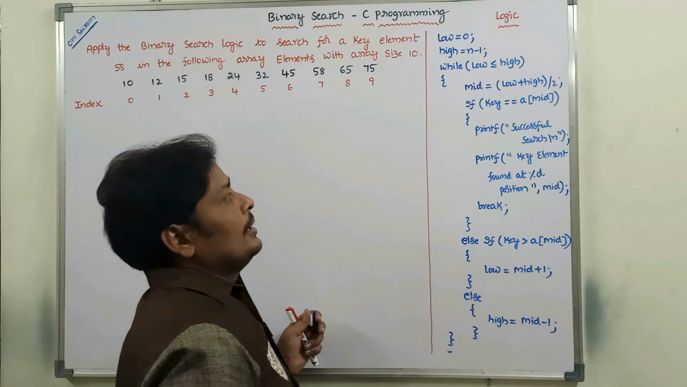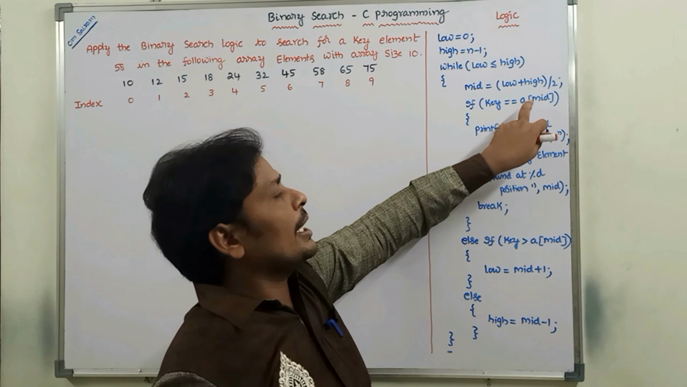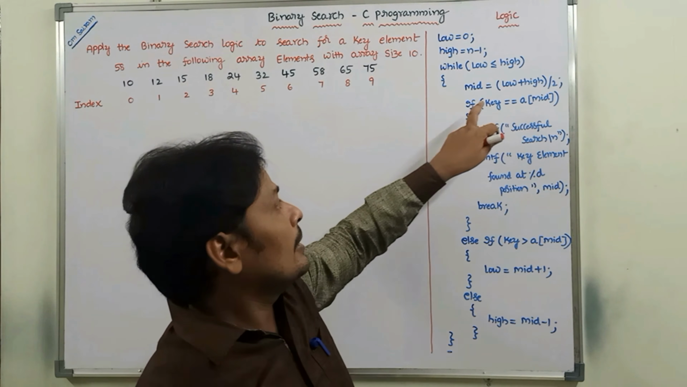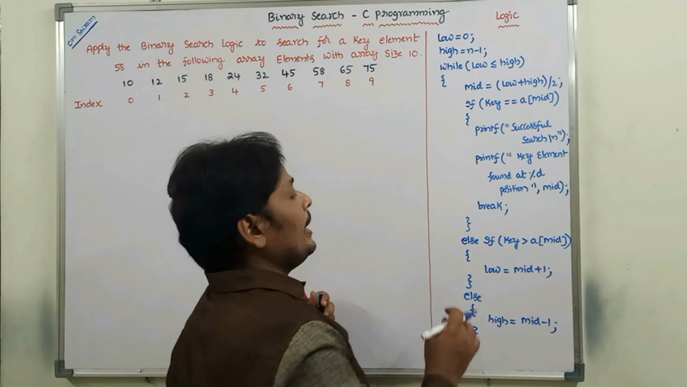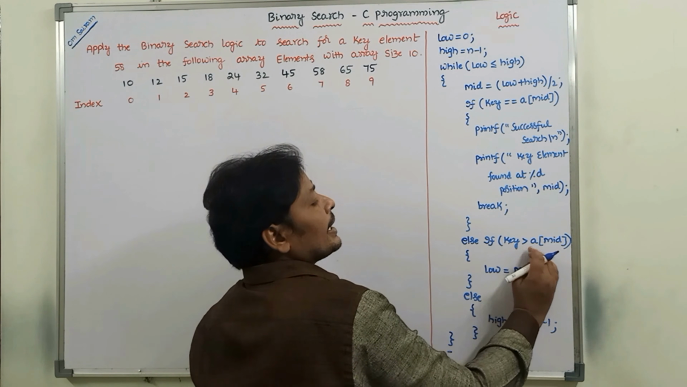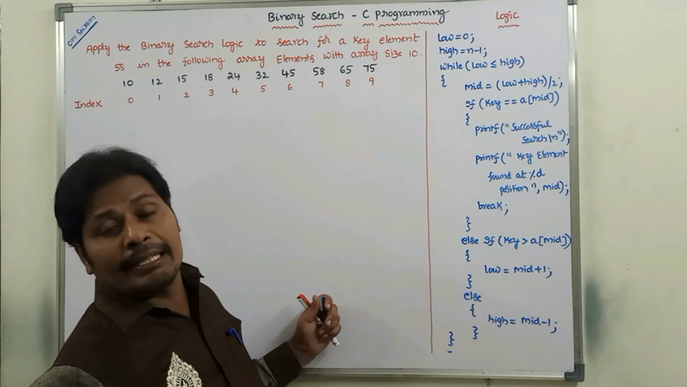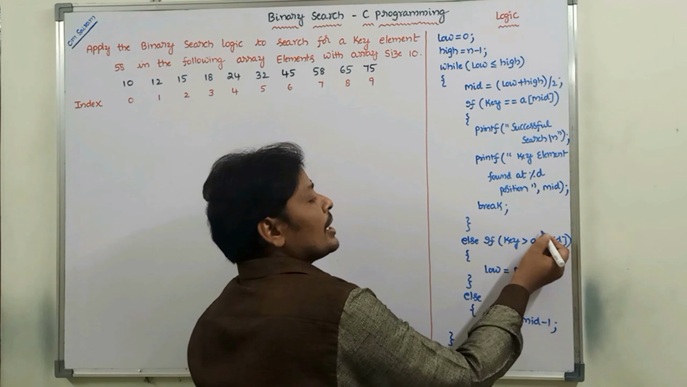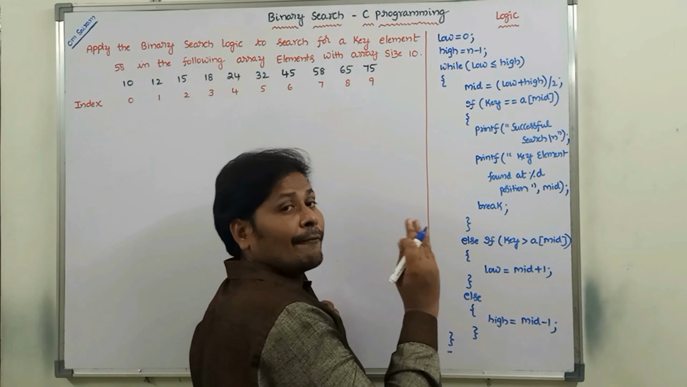Okay. Next one. Suppose the condition key value equal to A of mid is false, then the control goes to the next else if. Here else if key greater than A of mid value. If key value is greater than the A of mid value, so if this condition is true, then ignore the first left sub array.